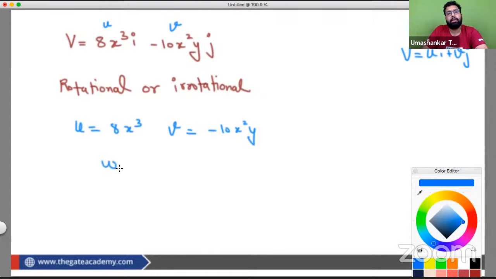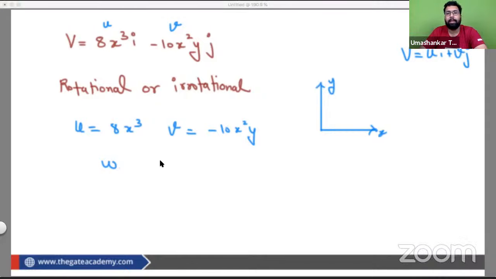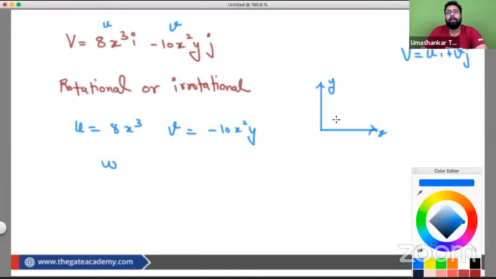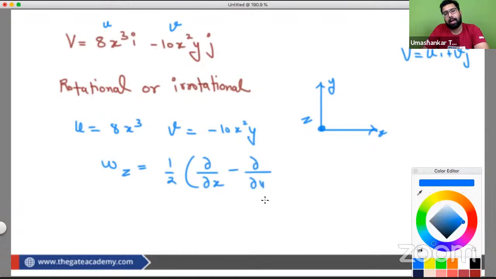So we have this U and this V, so we have this xy plane. Obviously, when we have this U and this V, we are talking in the xy plane. So the rotational vector must be about the third axis, that is z. So what is this omega z? After z we have x, after x we have y. So component of velocity in y direction, component of velocity in x direction.